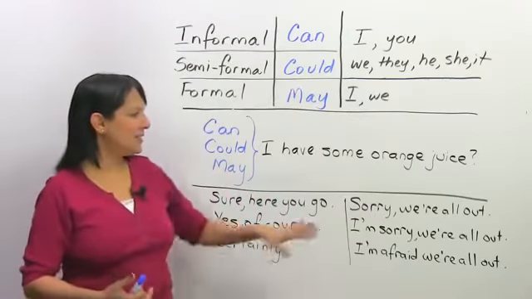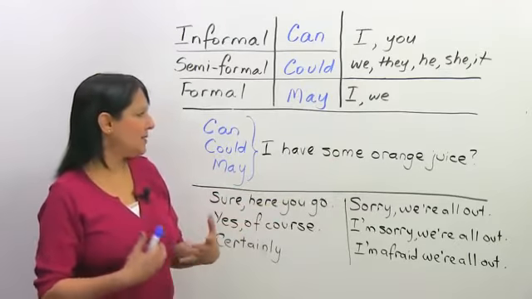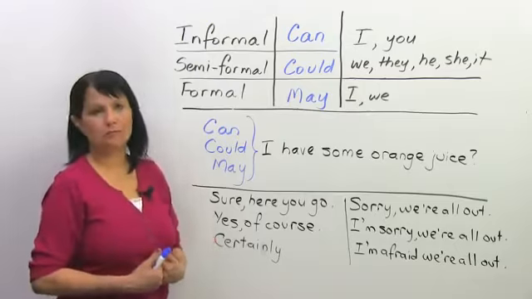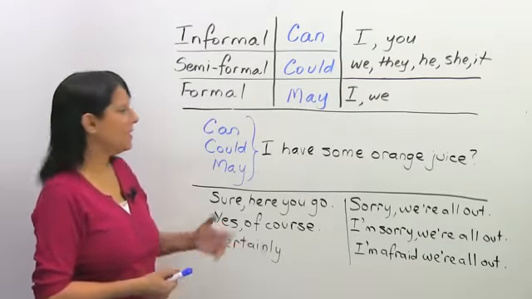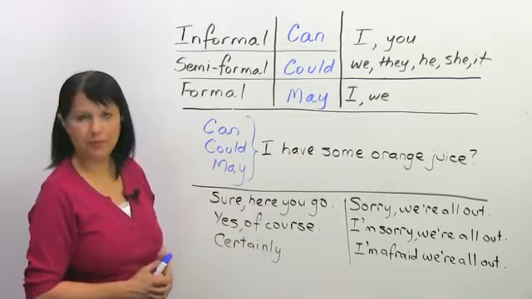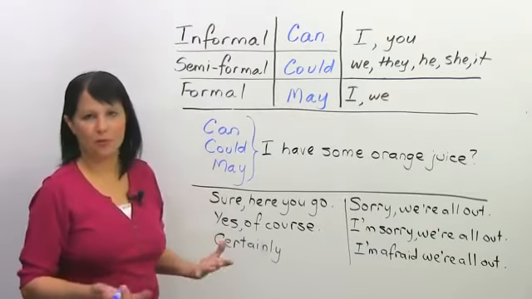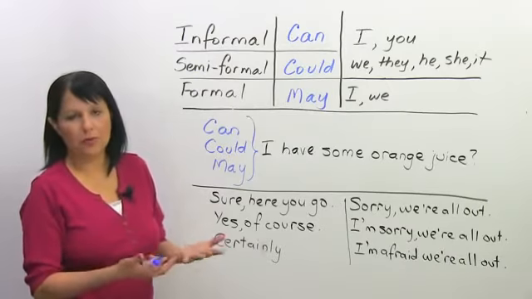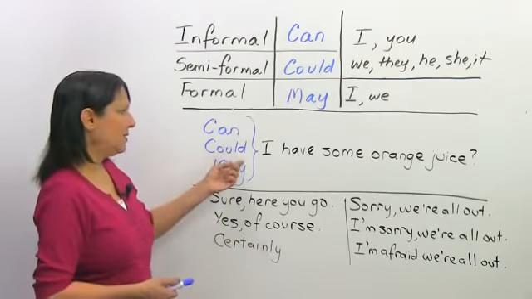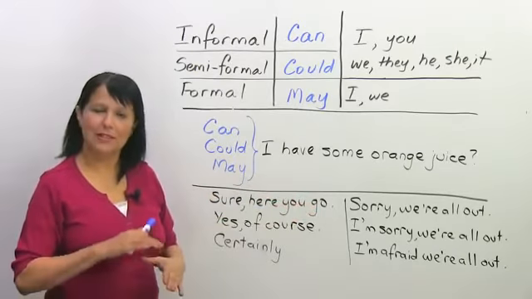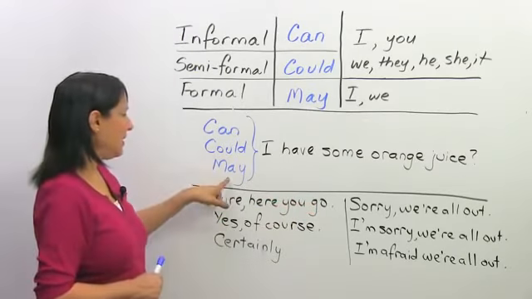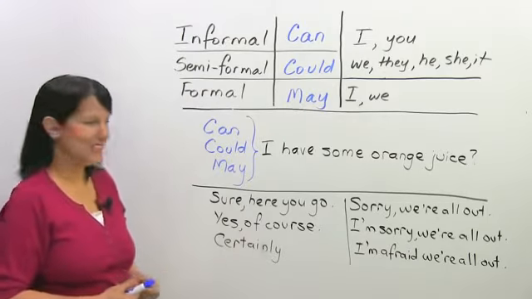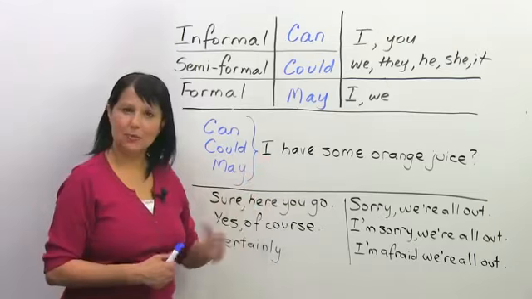Now, let's look at the same question and how it's different with the 3 words. Let's say I'm at home and I ask someone from my family, can I have some orange juice? There I'm using can because it's really informal. Now let's say I'm at the mall, I'm at the food court, and I'm ordering some juice. So I say, could I have some orange juice? Slightly more formal. And now let's pretend that we're in a fancy restaurant and I'm ordering orange juice. So then I say, may I have some orange juice?